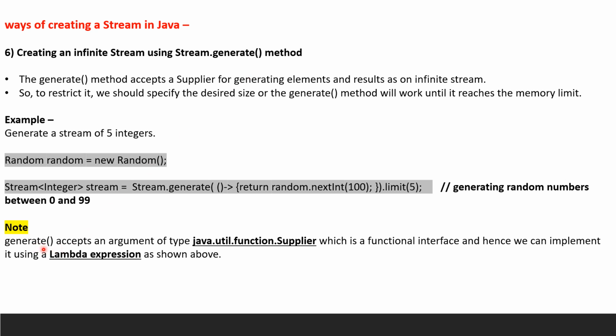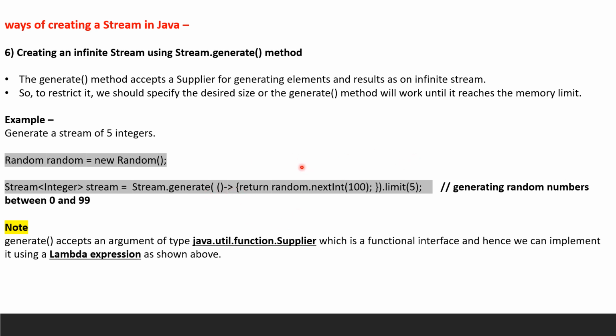Here, the generate method accepts an argument of type java.util.function.Supplier, which is a functional interface. We know a functional interface; we have seen the Java 8 features in the first video I made, on lambda expressions and functional interfaces. Hence we can implement it using a lambda expression as shown below. It is taking a functional interface as the argument, and along with that we are using a lambda expression. This arrow symbol, we can remember, is a lambda expression.